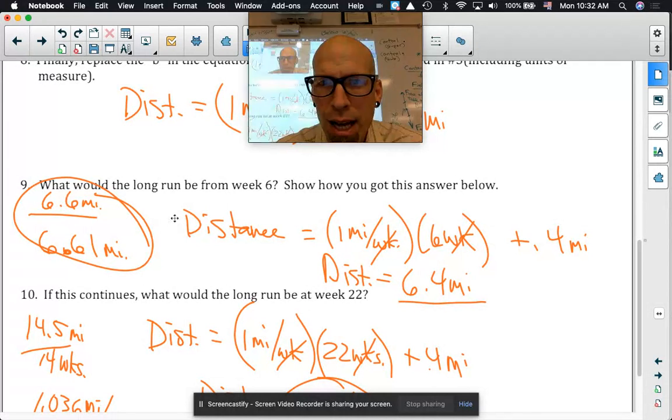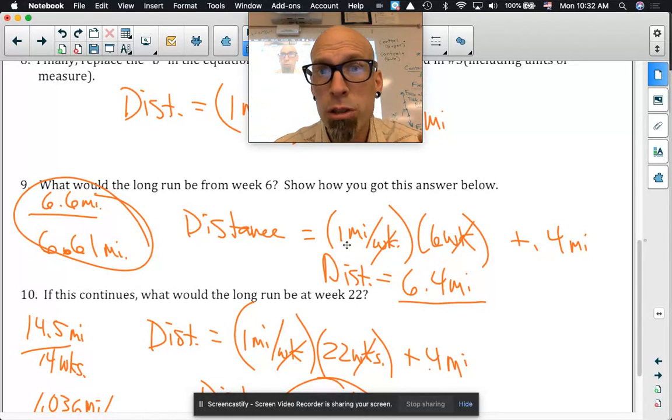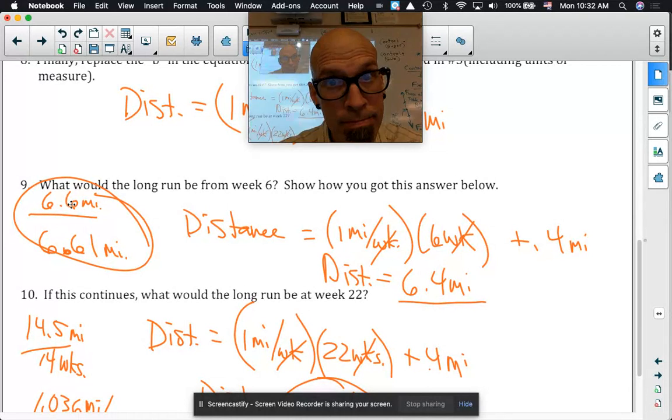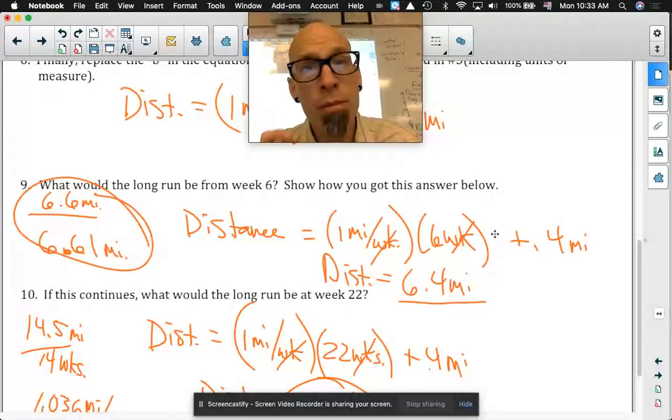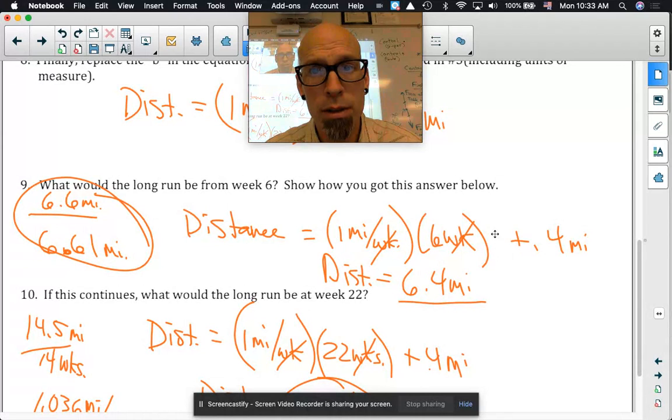Now remember though, my actual slope was not 1. It was 1.036. If I use my slope of 1.036 times week 6 plus 0.4, you know what it comes out to be? 6.16 miles. Hmm, that's not exactly the same as my graph. This equation is the equation of the line. It should tell you the same thing that the graph itself tells you. If you have found the slope well and you estimated the y-intercept correctly, then it should tell you the same answers.